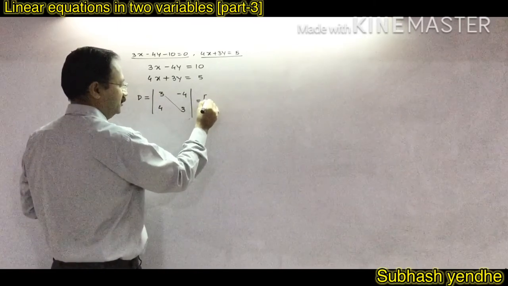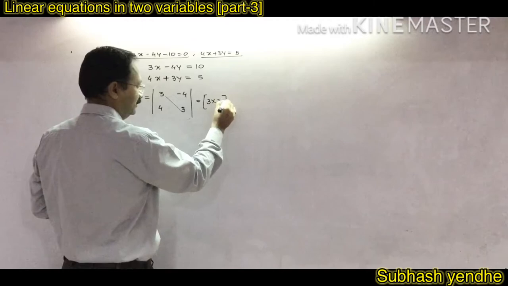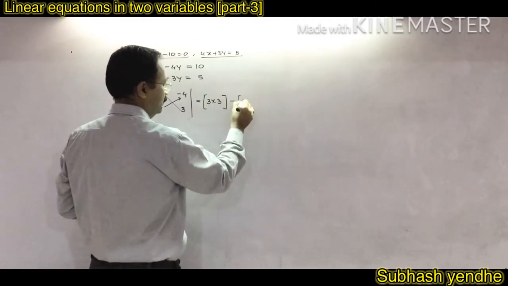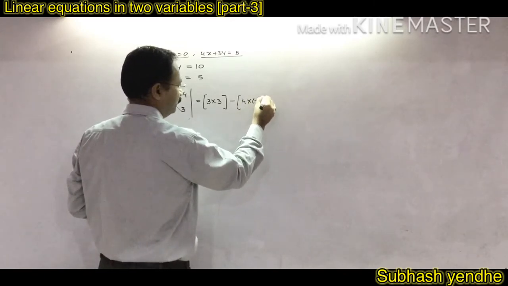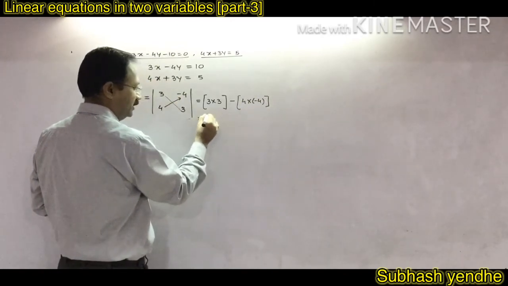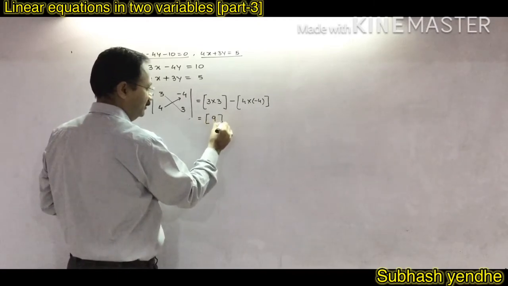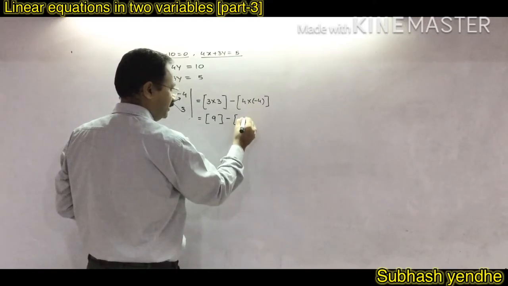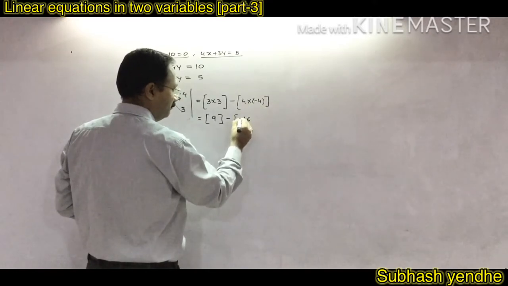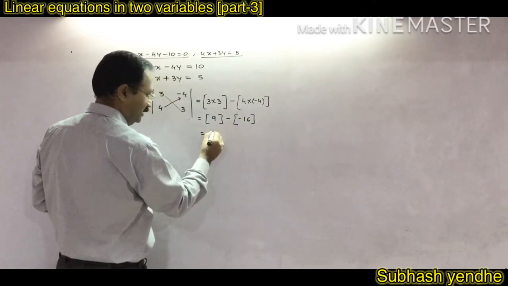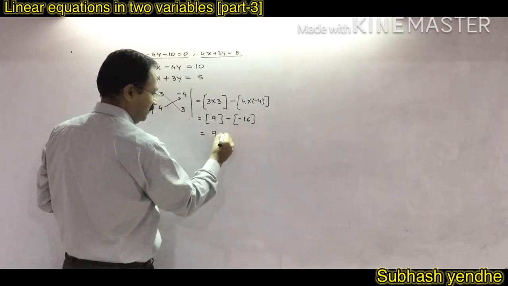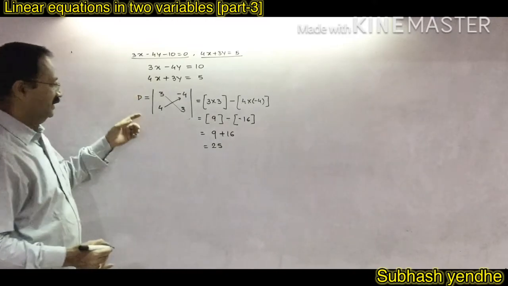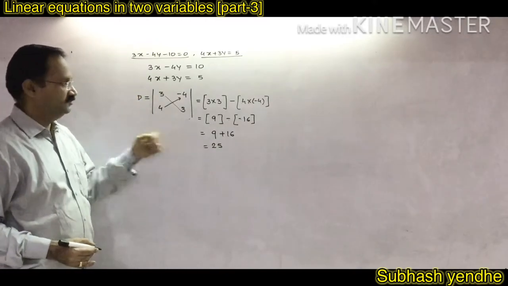So here 3 into 3, then minus this into this, 4 into minus 4. So here you will get 3 3s are 9, minus 4 into 4, 16, minus times minus. So 9 minus minus becomes plus. So your answer is 25. The value of D is 25.